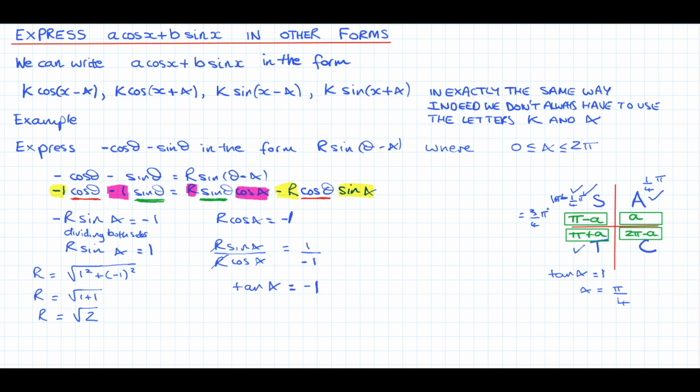So in the second quadrant it would be 3/4 pi. So we've found alpha. Alpha is equal to 3/4 pi or 3 pi by 4. Doesn't matter, it's exactly the same thing. 3/4 pi. So let's write that out again.